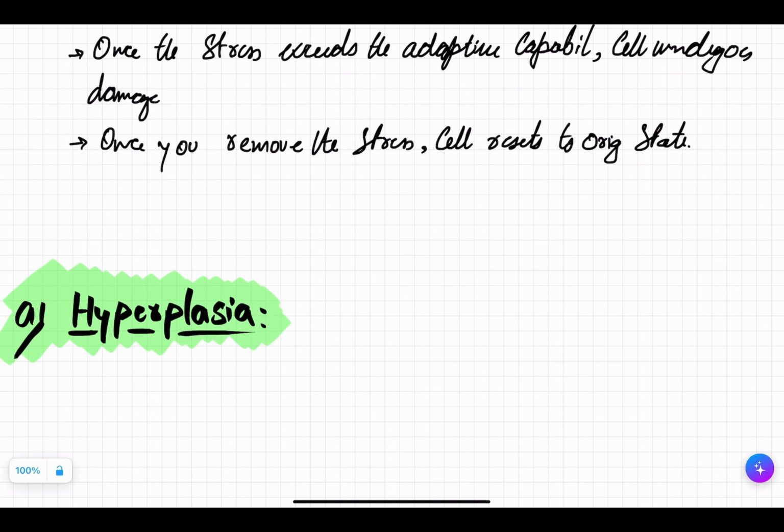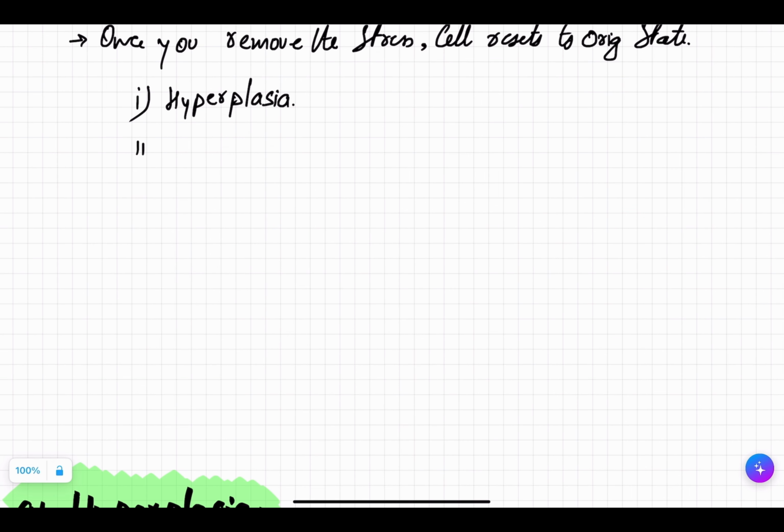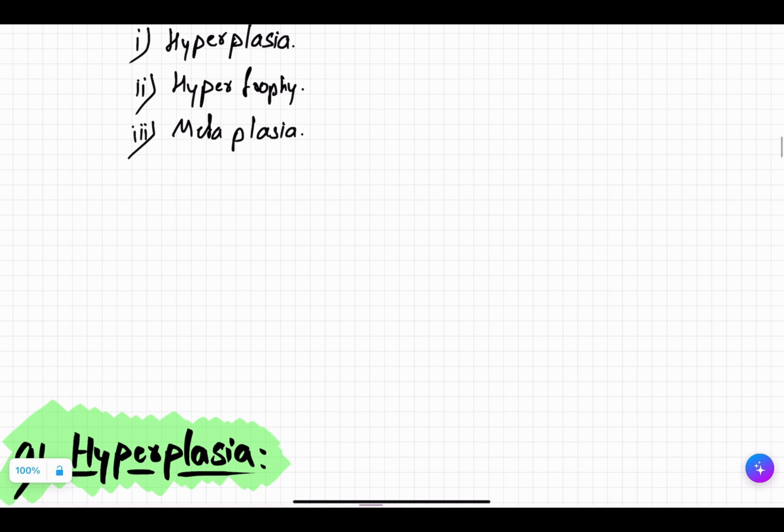Now in cellular adaptation, you have a few things to study. For example, hyperplasia, increase in cell number. Second is hypertrophy, increase in cell size. Third is metaplasia, it means change in cell type. And the fourth is atrophy. Atrophy is a gross term for reduced organ size.